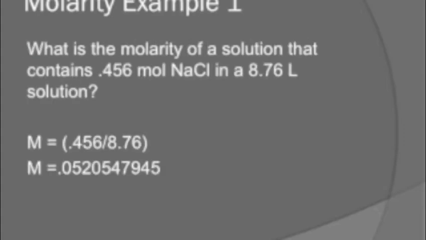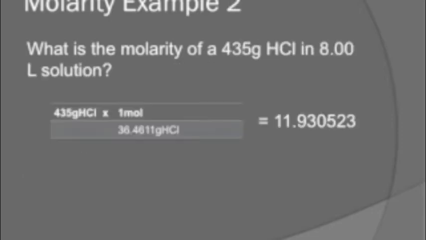Okay, so for our first molarity example, the question is, what is the molarity of a solution that contains 0.456 moles sodium chloride in an 8.76 liter solution? So you plug in your numbers to the formula, moles over liters, and you come out with 0.05. For this example, you have to convert grams to moles, so you do 435 grams of hydrochloric acid times 1 mole divided by the molar mass of hydrochloric acid, and you come up with about 11.9.